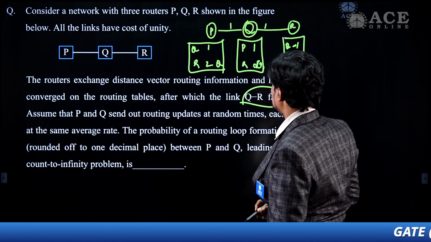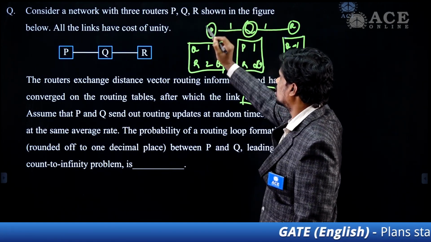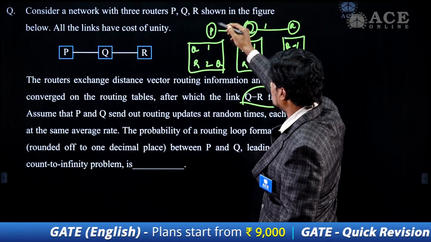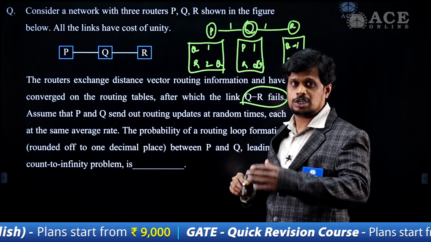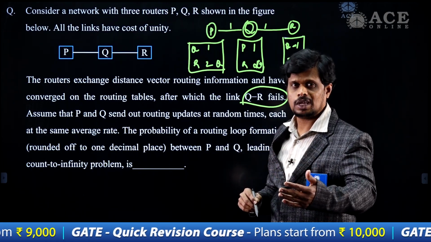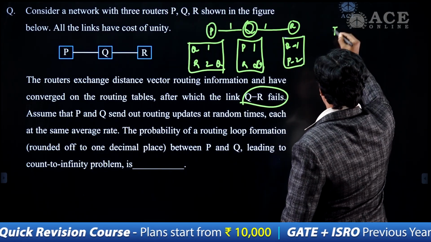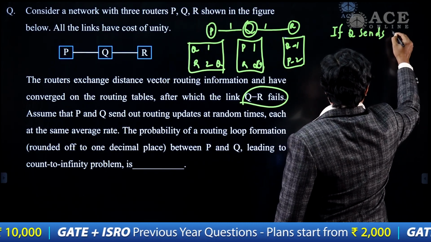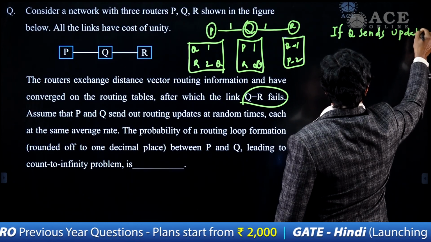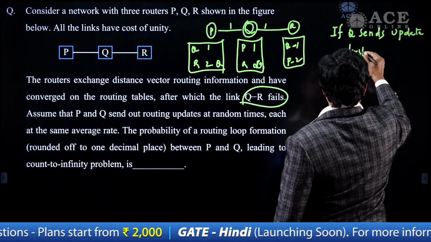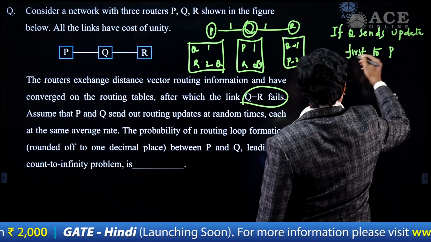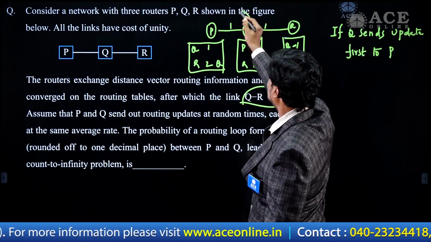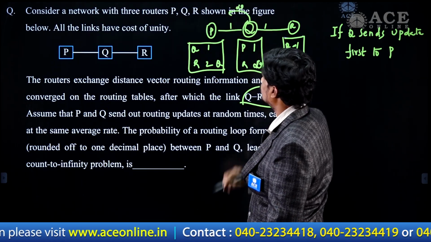After updating this R value as infinity, there are two possibilities here. One possibility is if the Q sends the update to the P first. So what I am trying to say here is if Q sends update first to the P, then what is the update it is sending? It is sending infinity.